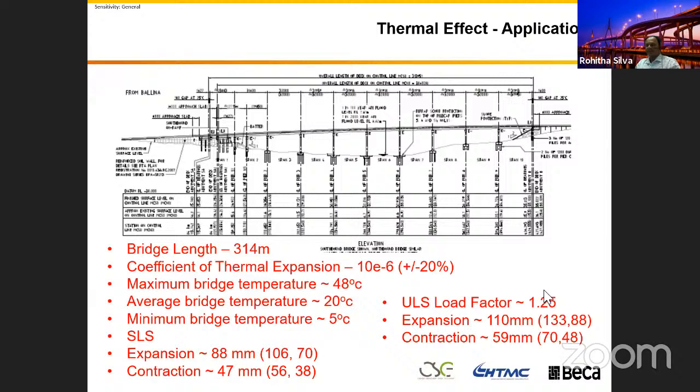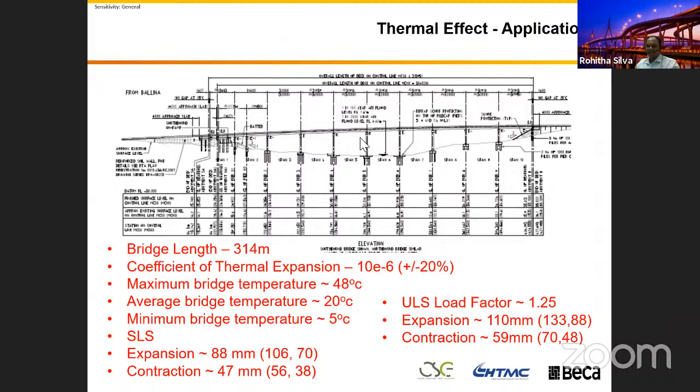And if you multiply this one, because this is quite a lot of unknown, if you multiply this one using a load factor 1.25, that's what we use in the Australian standard, your expansion becomes 110, your contraction becomes 59, or else this variation, if you consider the variation in the thermal expansion coefficient, is changed with 113 to 88. So you can see in this bridge, you got a contraction and an expansion in the ultimate case of 110 and 60 millimeters.